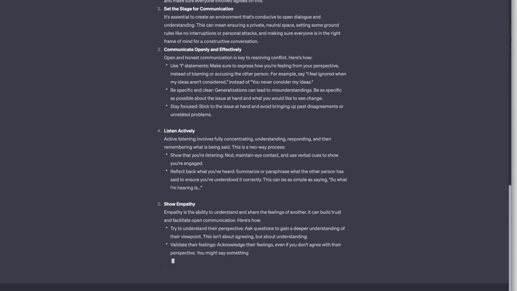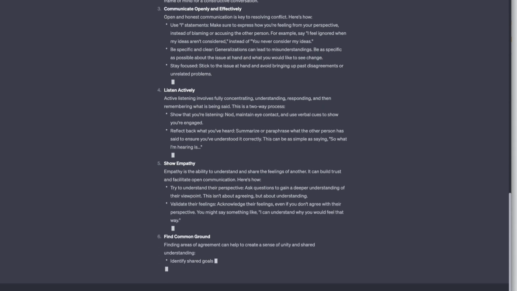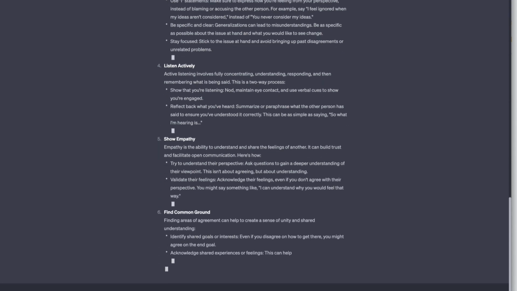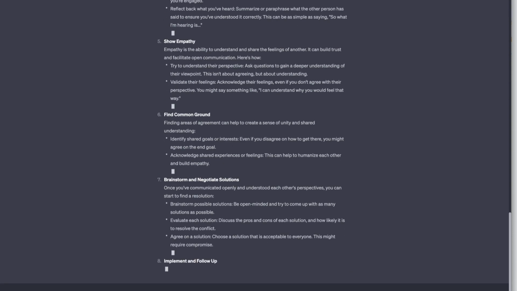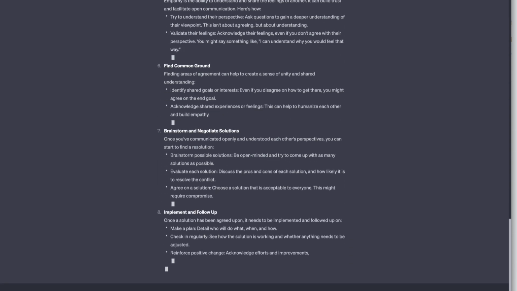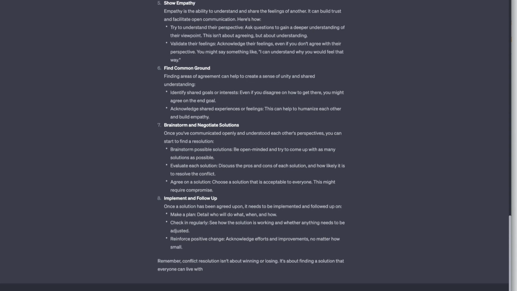You know, they say a conflict is just a conversation that hasn't happened yet. With ChatGPT, it's like having a translator to help you understand the other person's language. So give ChatGPT a try and turn those conflicts into constructive conversations.